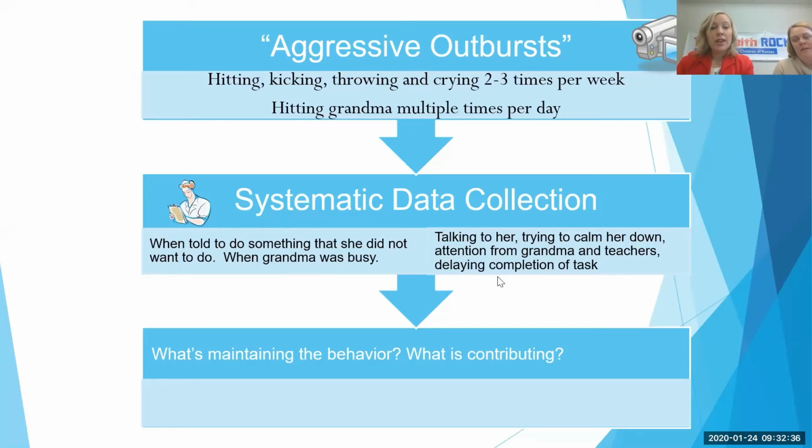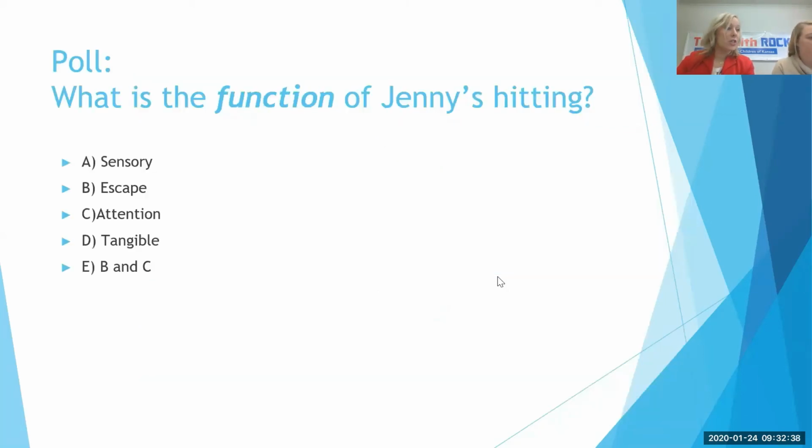So what do we think is maintaining this behavior? This is going to be our first poll. What do you guys think, based on that information, is the function of this student's behavior? It's either sensory, escape, attention, tangible, or both B and C, which is escape and attention. We've got some responses coming through. Looks like you guys are rocking it so far.